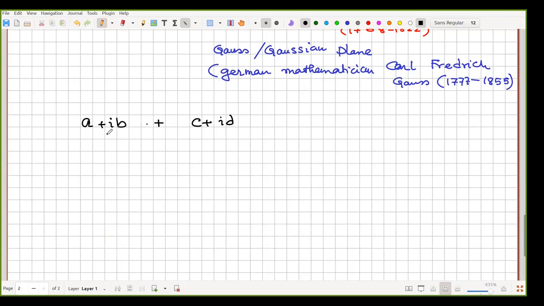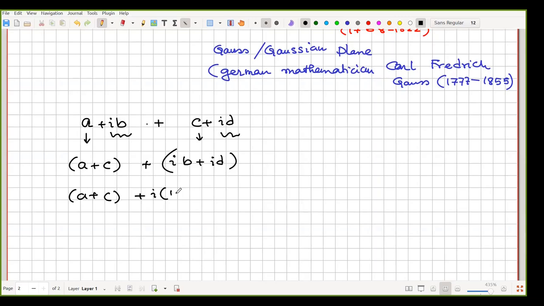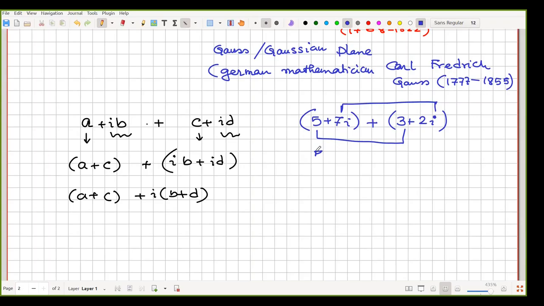So if we want to add them, we must add the a and c at first, then the imaginary parts. That should be written as a plus c plus ib plus id, where we can take i common, so we have a plus c plus i of b plus d. Suppose we have one complex number 5 plus 7i and another, 3 plus 2i. After addition, the real parts 5 and 3 and the imaginary parts 7i and 2i give 8 plus 9i as the result.